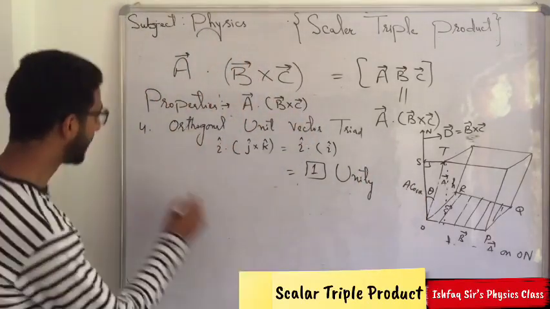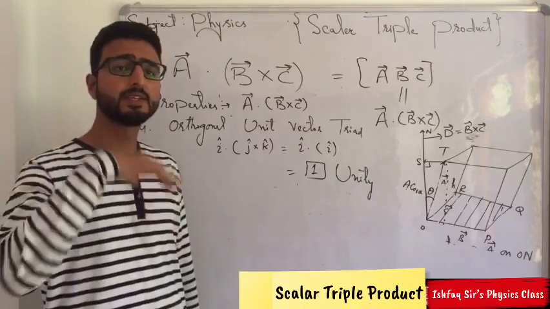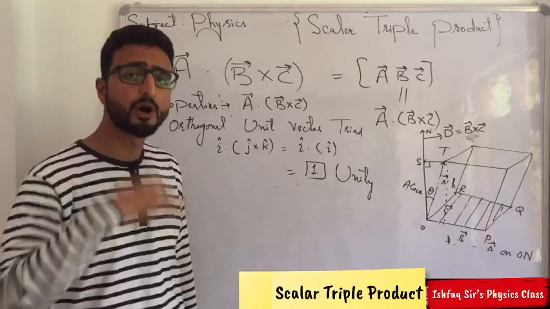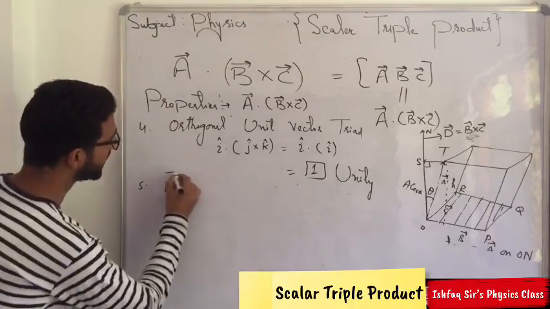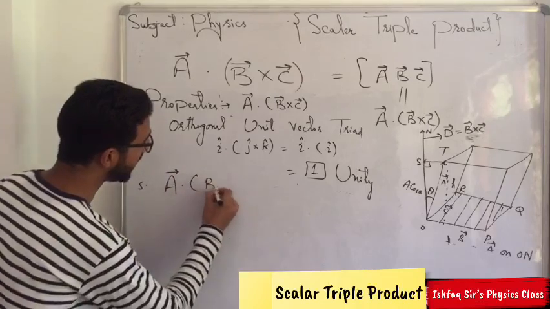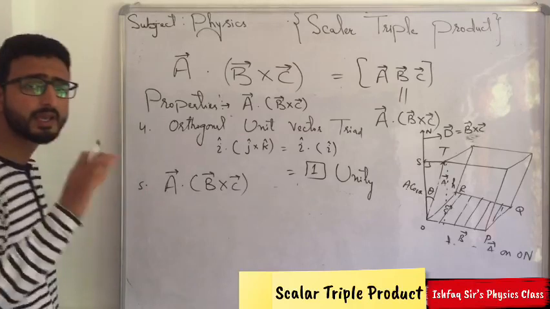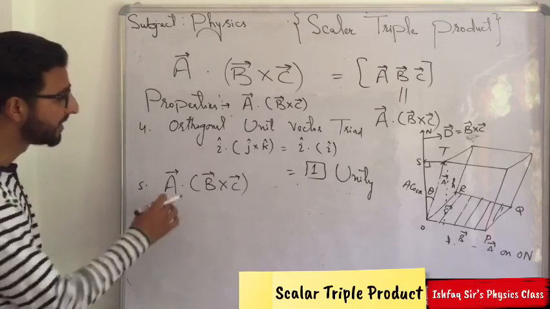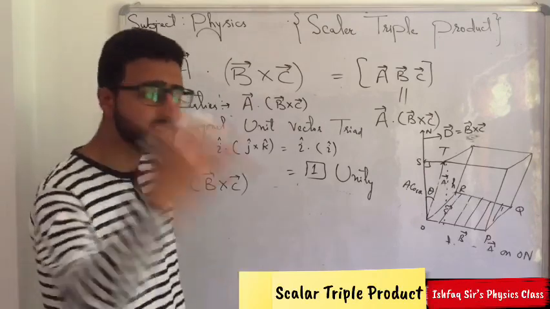Right? Now one more property of the scalar triple product is that it is independent of the position of dot and cross. What does this mean? Let me elaborate it here. Scalar triple product is independent of the position of dot and cross. What does this mean? Simply if we interchange dot and cross, STP, I mean scalar triple product, remains unchanged.